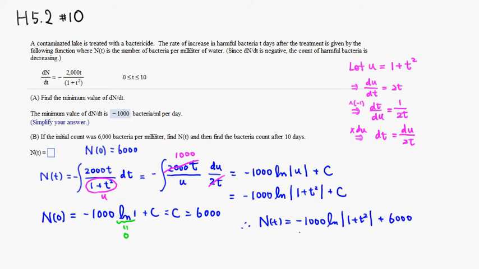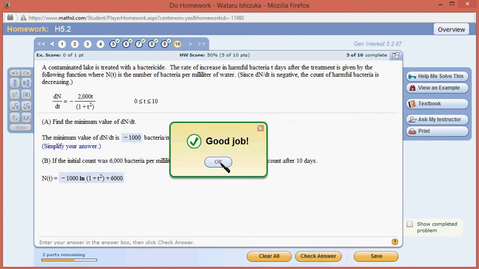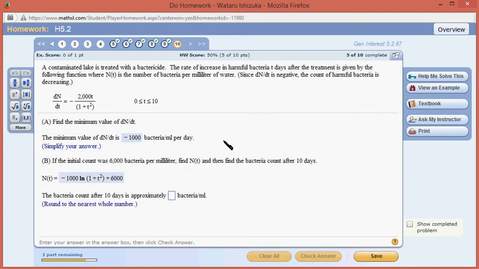So let's type it in. N of t is negative 1000 natural log of 1 plus t squared, and in this case we don't really need the absolute value sign because 1 plus t squared is never negative, so you have plus 6000. Let's check the answer. Alright, we got that.